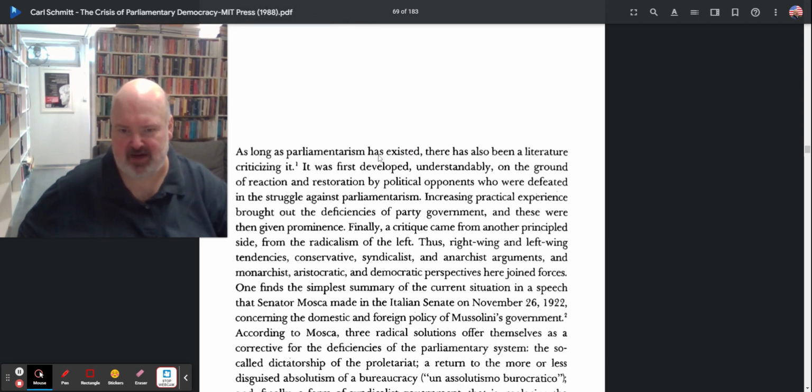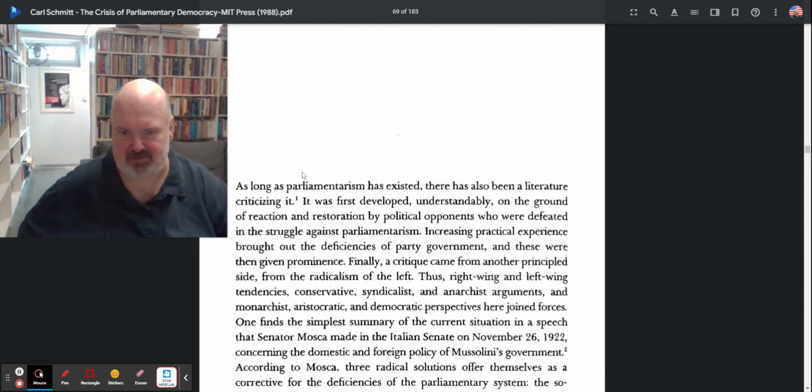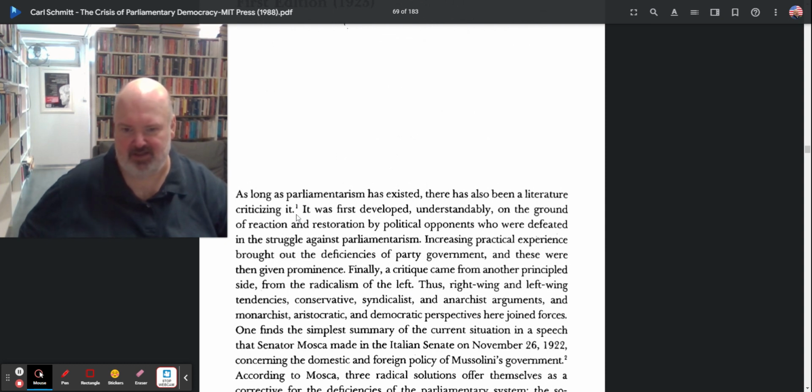As long as parliamentarism has existed, there has also been a literature criticizing it. Right? He goes right to the big note to all the literature that dealt with it.